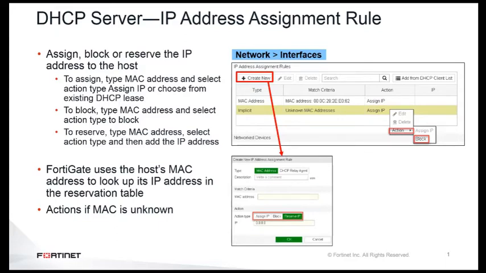Assign IP permits the DHCP server to assign from its pool of addresses to the identified MAC address. A device receiving an IP address will always receive the same address, provided that its lease is not expired. Block. The computer with the identified MAC address and the block option will not receive an IP address. Reserve IP. Allows you to bind a specific IP to a MAC address.